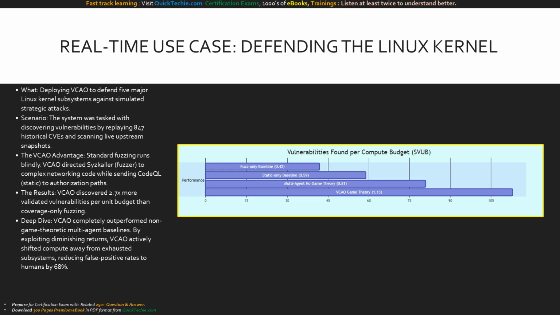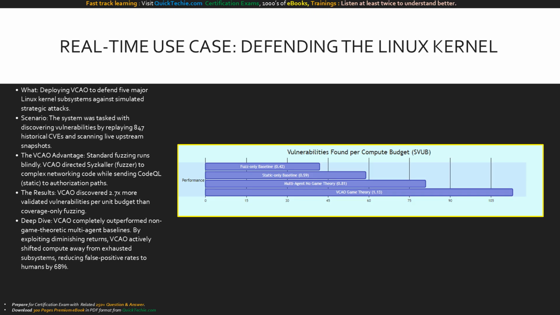Standard coverage-guided fuzzing runs somewhat blindly, hoping to hit a crash. VCAO, however, used game theory to actively direct Syzkaller to complex networking code where crashes are likely, while specifically assigning CodeQL to authorization paths where logic bugs hide. The results were staggering. VCAO discovered 2.7 times more validated vulnerabilities per unit of compute budget than standard fuzzing alone.